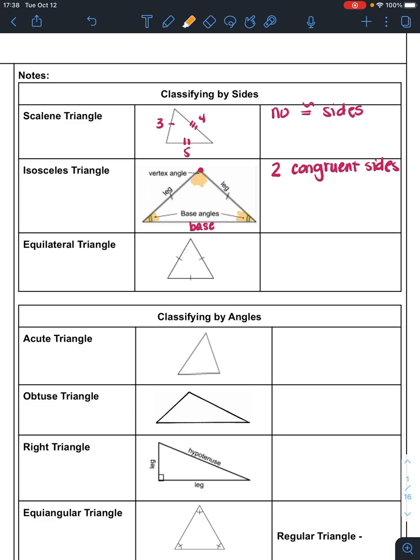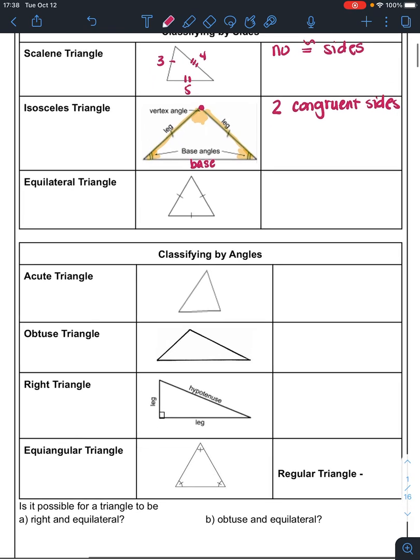And we'll look at some problems later where we need to use those definitions. And then the two congruent sides, those are called the legs. So an isosceles triangle, by definition, is a classification by sides because it has two congruent sides.